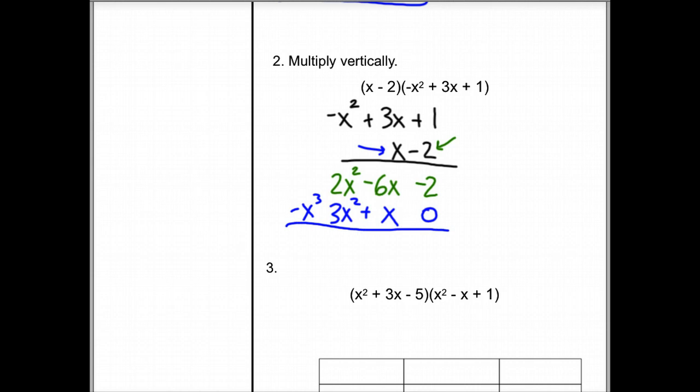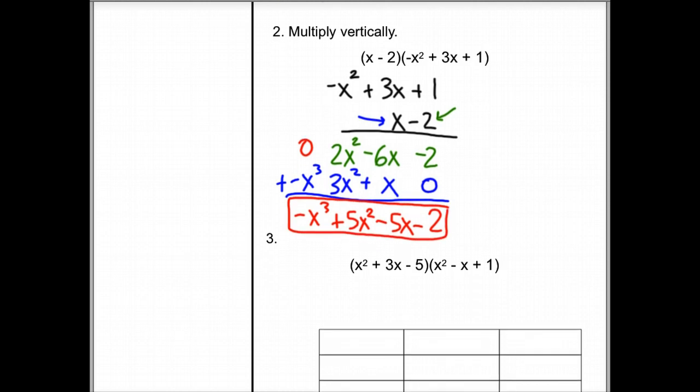Now we just add, and we have nothing here, so it'll be negative x cubed. 2x squared plus 3x squared is plus 5x squared. And then negative 6x plus x is minus 5x. Negative 2 plus 0 is negative 2. So again, we get the same thing, just doing it different ways.